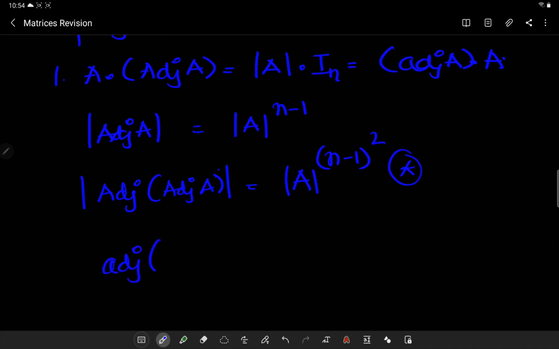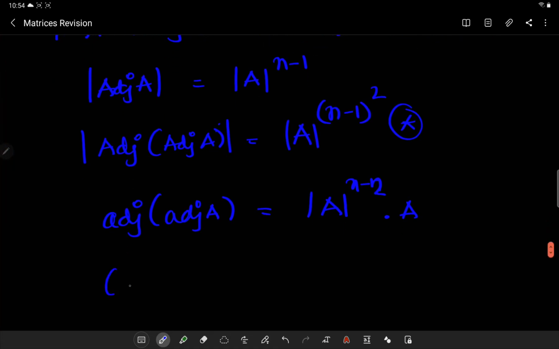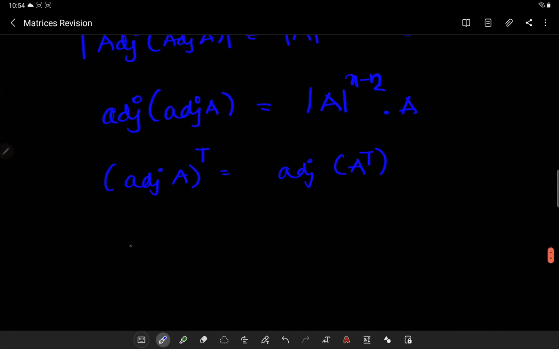So what is the value of adjoint of A, which is simply determinant of A power n minus 2 into A, and also adjoint matrix A whole transpose will be adjoint into A transpose. So finally, the last property, adjoint of A inverse is adjoint A whole inverse. So with this, the properties related to matrices adjoint are completed.